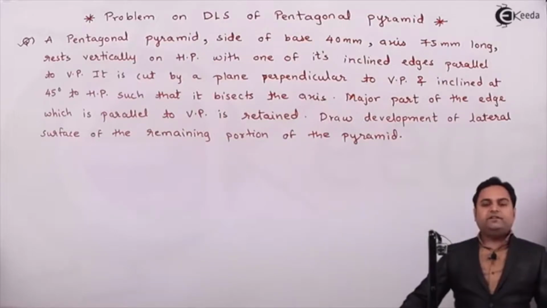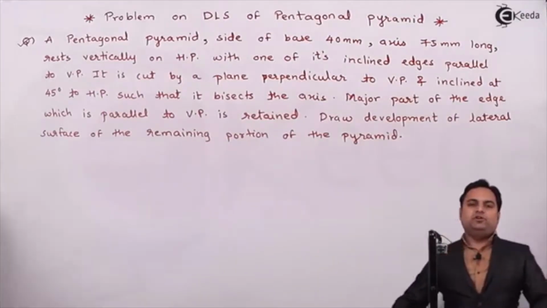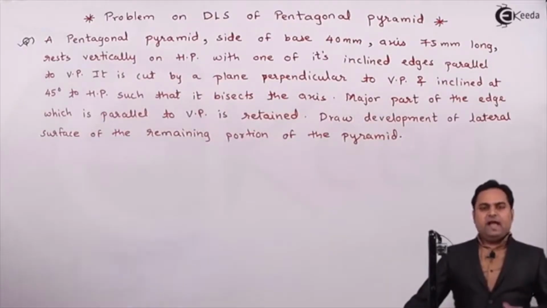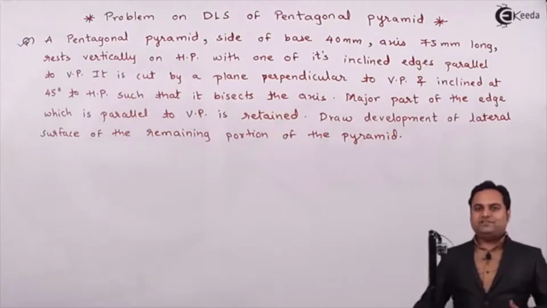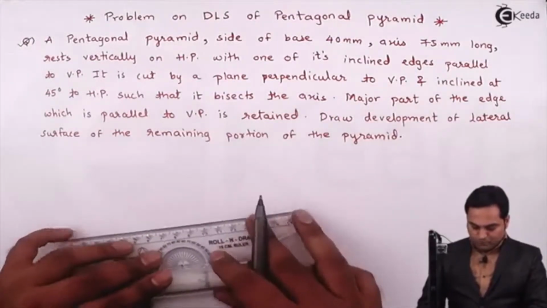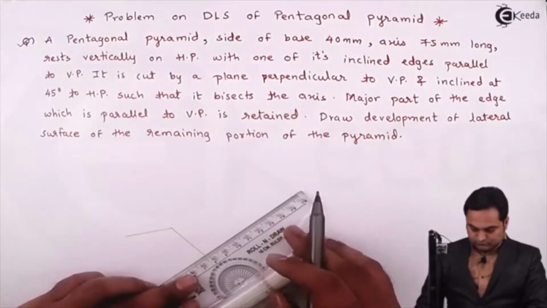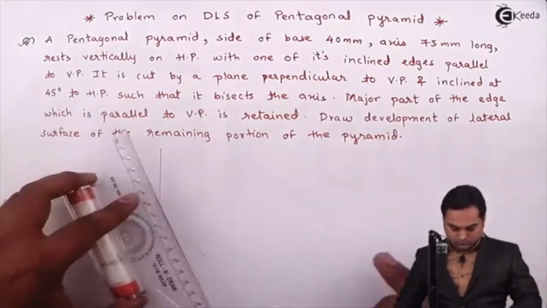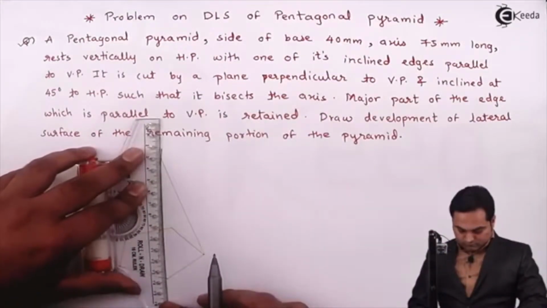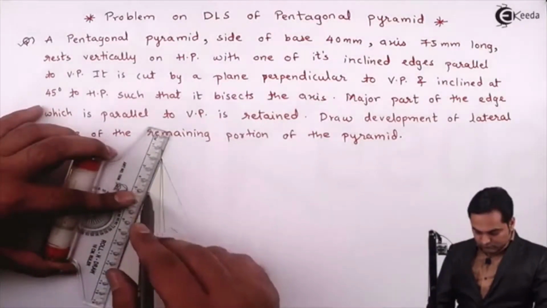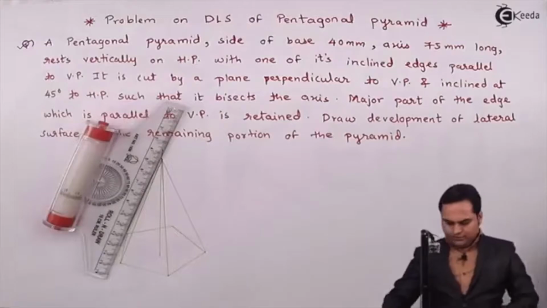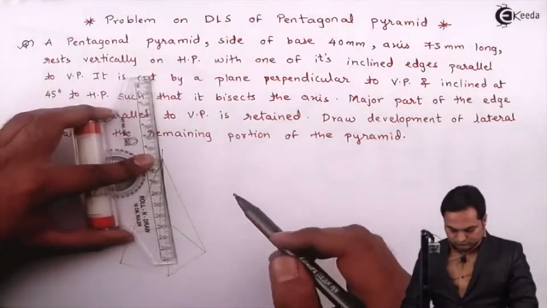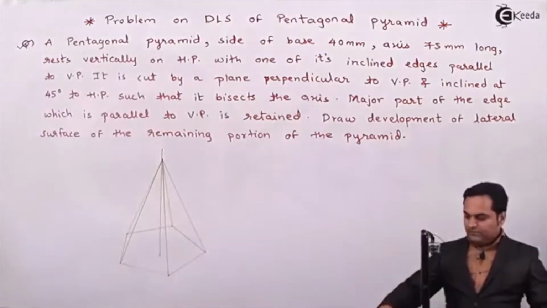The first thing is, by reading the question, it is understood that the type of solid is a pentagonal pyramid. So I'll draw the diagram of a pentagonal pyramid and explain the initial condition first. So let us get started. Here I'll draw it light. Next I'll make it dark.